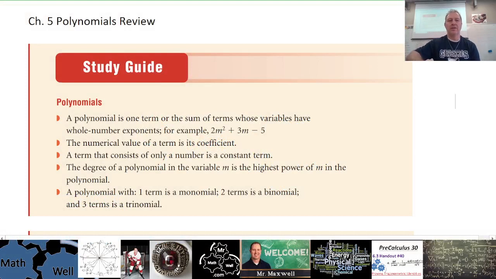All right, so chapter 5, we studied polynomials, as you remember, and you should know what a polynomial is, okay?